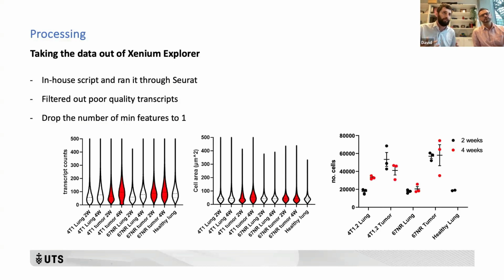We had a lot more cells in the tumors that really are just packed in there, while the lungs are much more dispersed. You've got much more open areas, and that's where the oxygen exchange occurs.